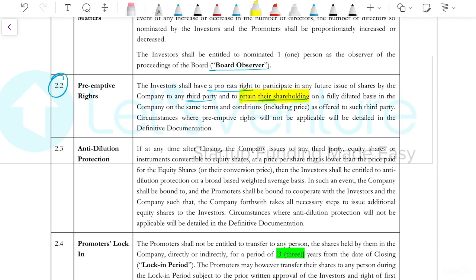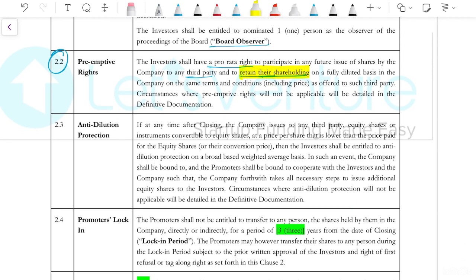Now, it also says that there will be the same terms and conditions, including price. So even in our example, we used the same post money valuation of $200 million for both the future investments.